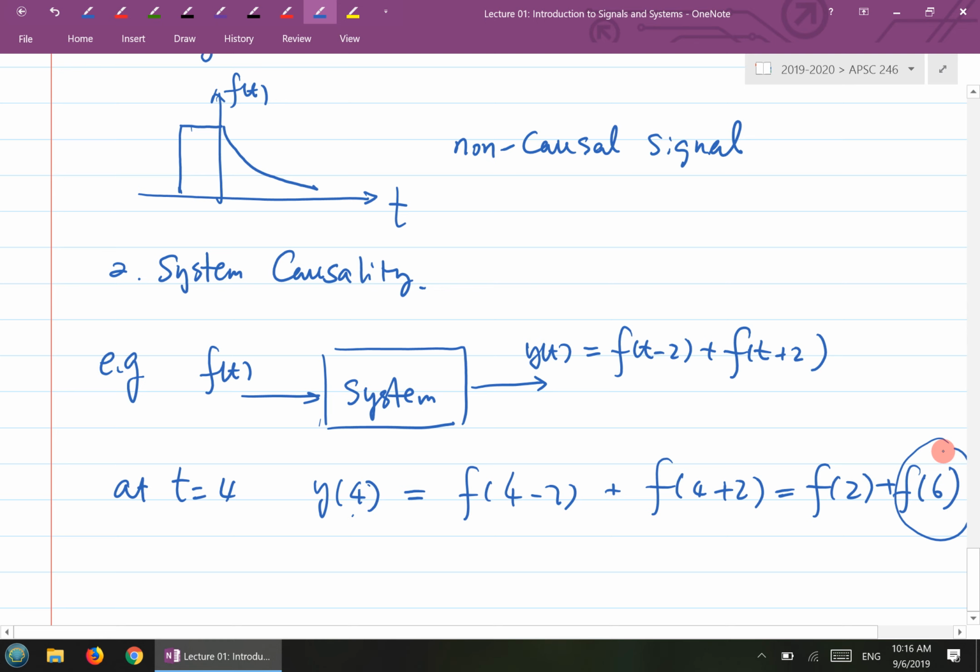So let's say right now is t equal to 4. T equal to 6 has not happened yet, right? But I'm using what value to get the output? The future value to get the output. Is that possible actually?